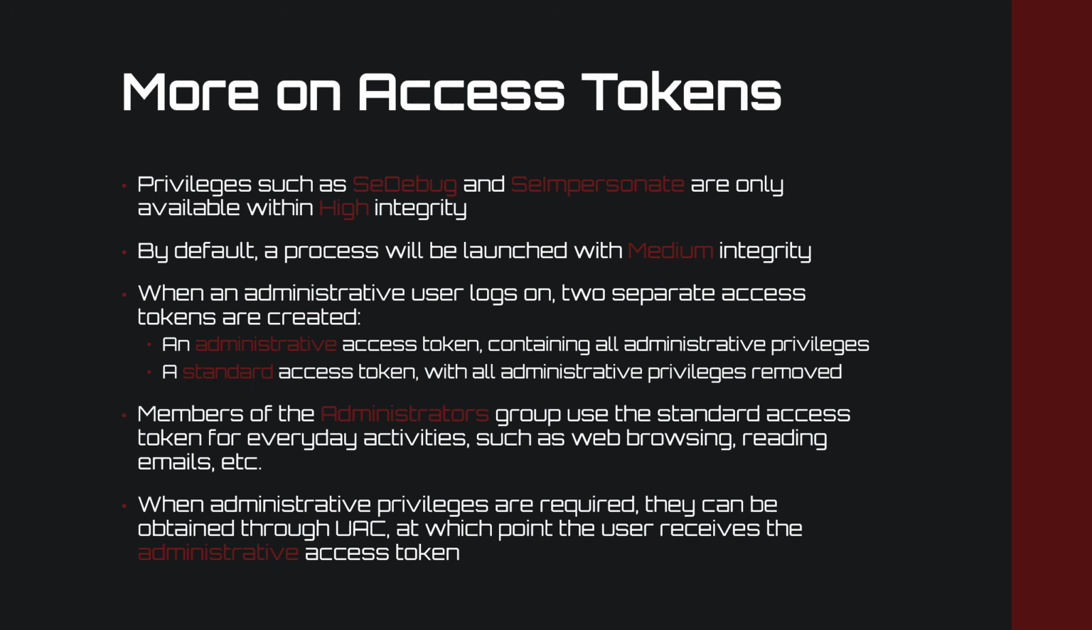Now, we go into the topic of integrity control in greater detail in our course, but the fundamental aspect to understand here is that privileges such as SeDebug and SeImpersonate are strictly tied to sessions running in high integrity. So if our compromised user account is at an integrity level lower than high, the UAC will prevent us from leveraging those privileges for privilege escalation, as we covered in the previous two videos.